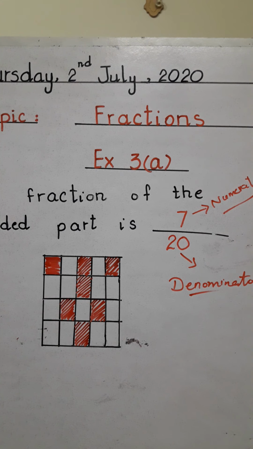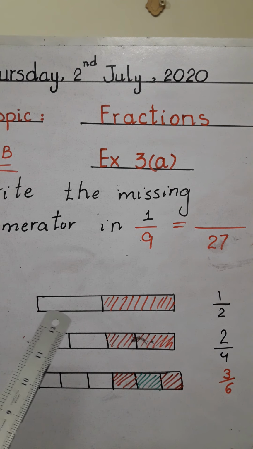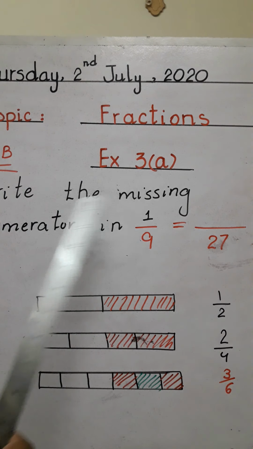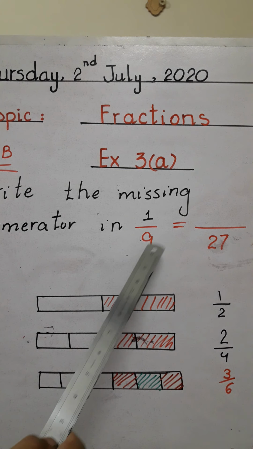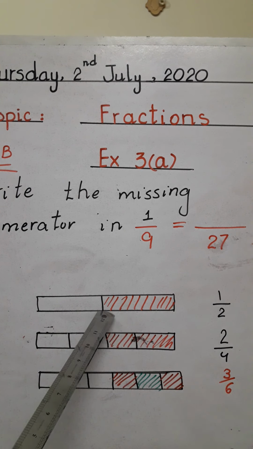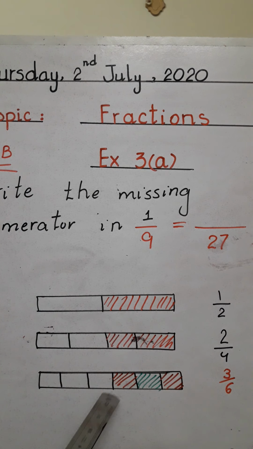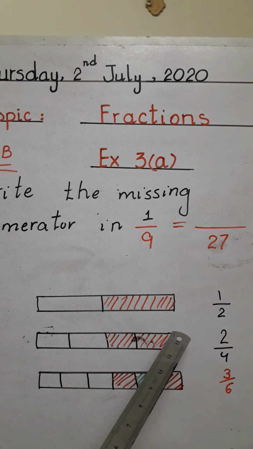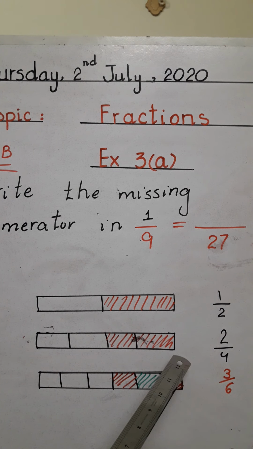Write the missing numerator in 1 by 9 is equal to dash by 27. Okay, students, first of all, look at these fractions, as you already did on previous pages. Now let's go back.